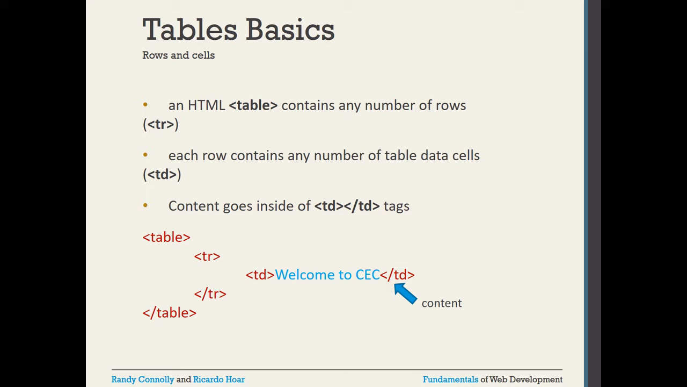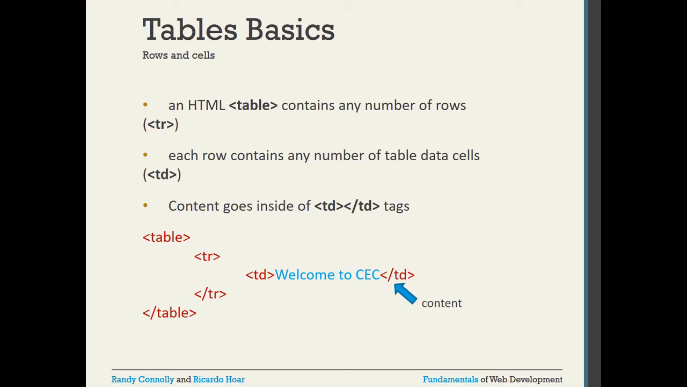First of all, an HTML table contains any number of rows inside the table, n number of rows you can write, and each row contains any number of table data. Content always goes inside the TD tags. So here is the structure. First table, then TR, which is called the table row, and inside the table row you can put the table data TD. Inside the TD only we have to put the information.